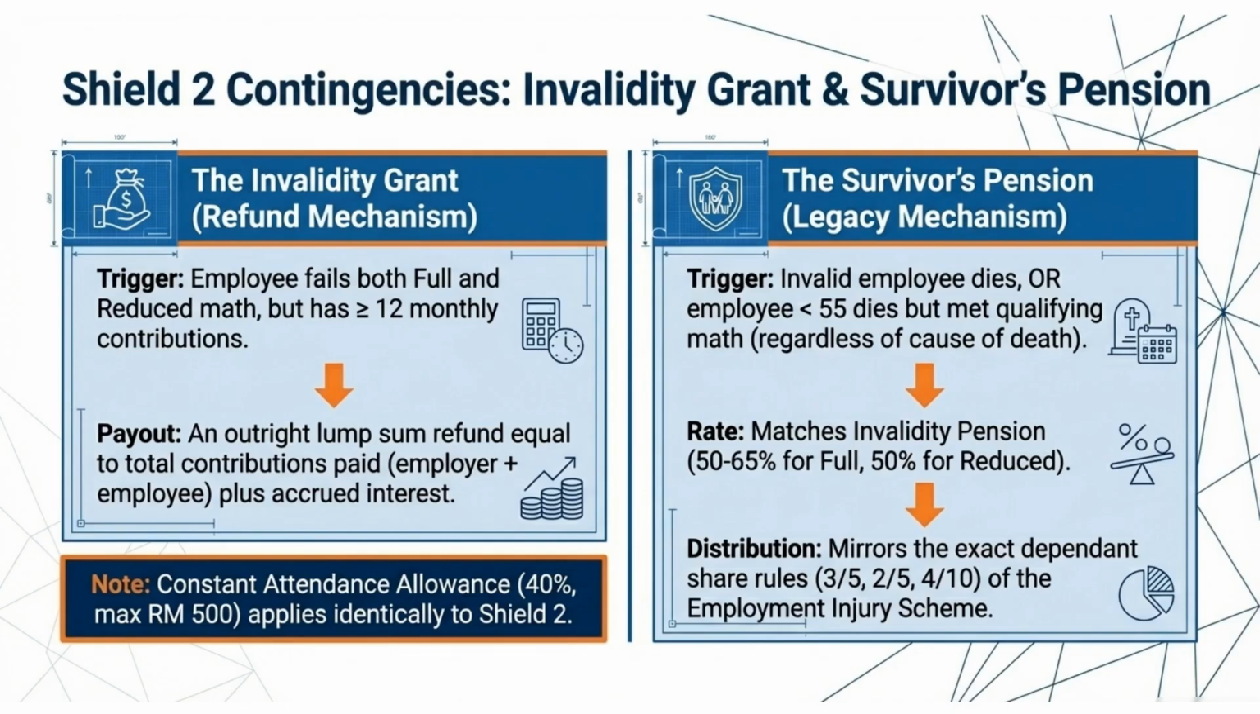The constant attendance allowance also applies identically under Scheme 2, 40% of the invalidity pension rate, capped at RM500 per month for recipients who are severely incapacitated and require constant personal attendance.